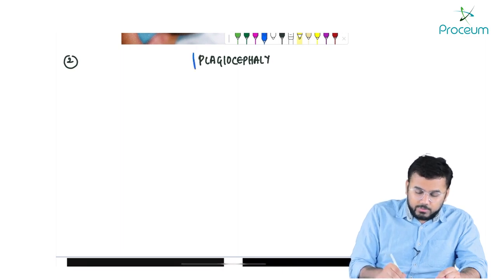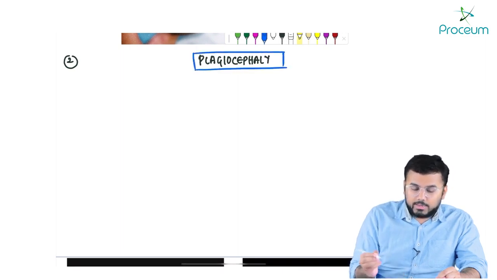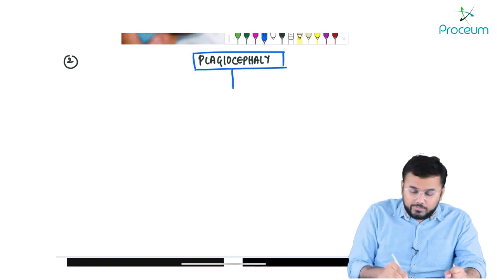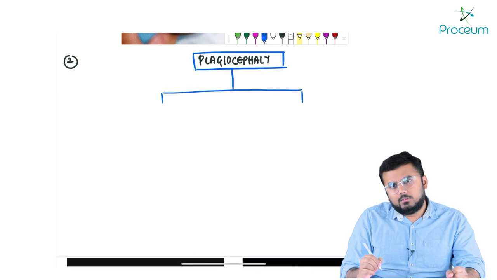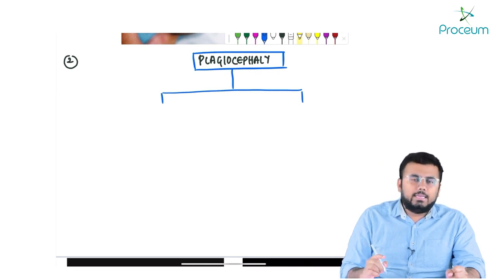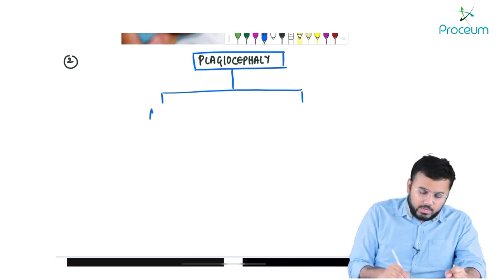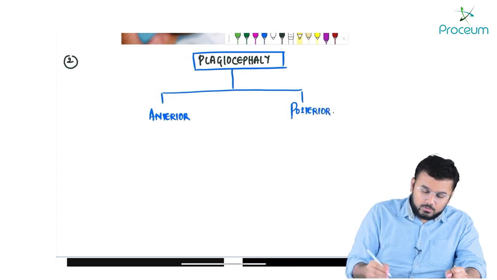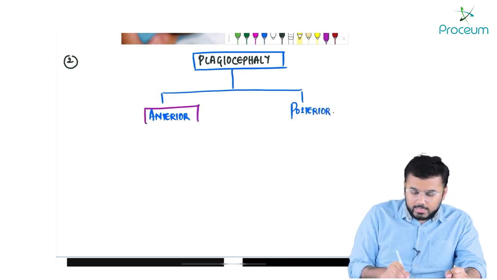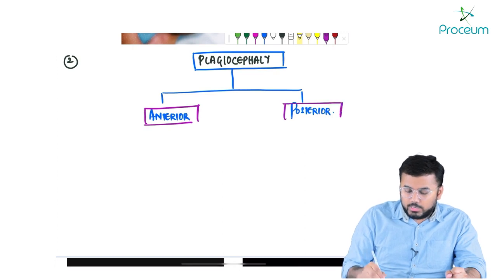The second one we shall be discussing right now is plagiocephaly. Now plagiocephaly is of two types. What are these two types of plagiocephaly? Anterior and posterior. So there are two types of plagiocephaly, anterior as well as posterior plagiocephaly.